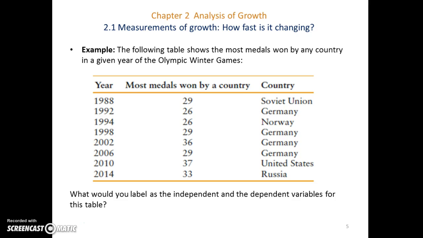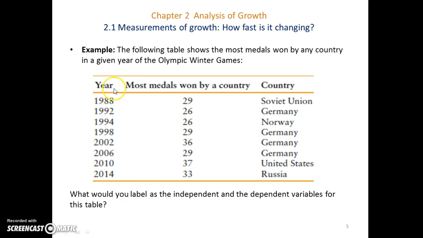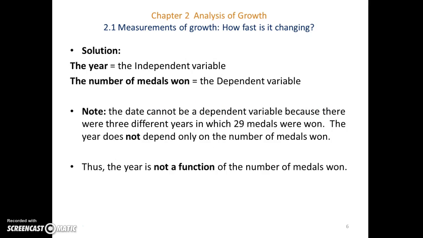Let's try something else. Let the year be the independent variable and most medals won by a country the dependent variable. This is our solution. The year is the independent variable and the number of medals won is the dependent variable. Notice that in any given year there's exactly one country that has the most medals won. Note, the year cannot be a dependent variable because there were 3 different years in which 29 medals were won. The year does not depend only on the number of medals won.